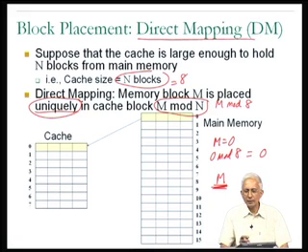Okay, now that's easy to understand, but we should also realize that main memory block 0 is not the only main memory block that could be present in cache block 0, even for this very small example.